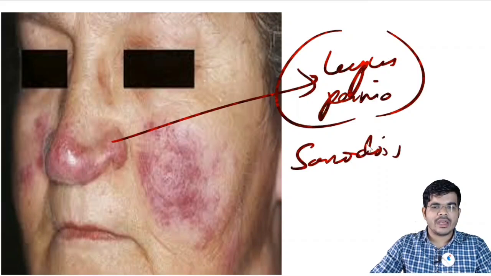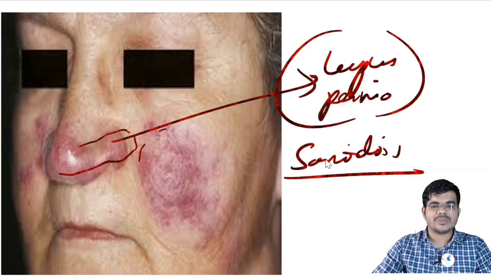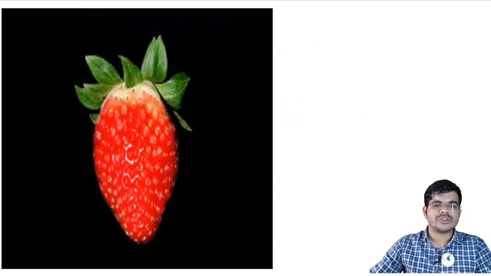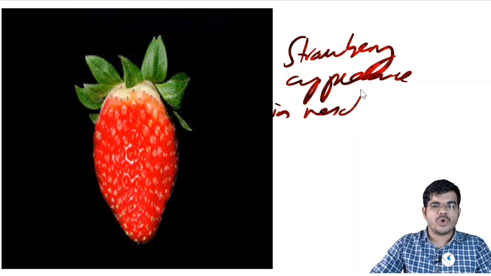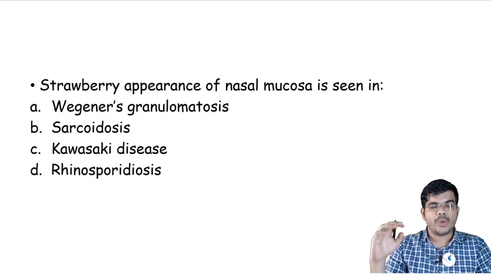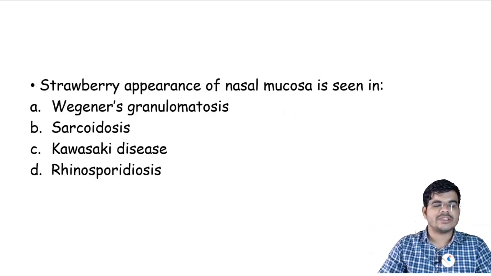Okay, this is skin involvement in case of sarcoidosis. The skin of the cheek as well as the skin of the nose is getting involved as a violaceous patch, and that is what is meant by lupus pernio. Whereas in the nasal mucosa there will be strawberry appearance. Okay, and so when the question is in which disease strawberry appearance of nasal mucosa is seen, the answer should be sarcoidosis. Okay, don't forget that.